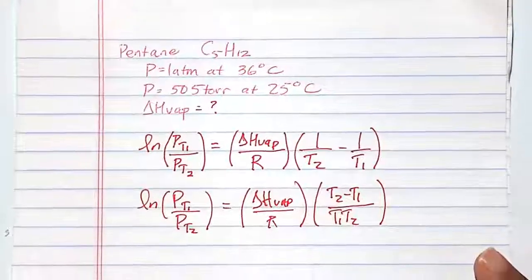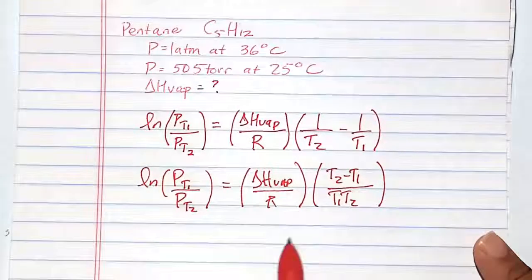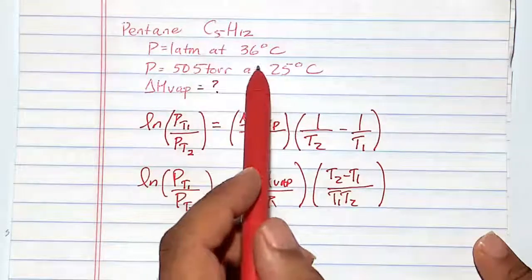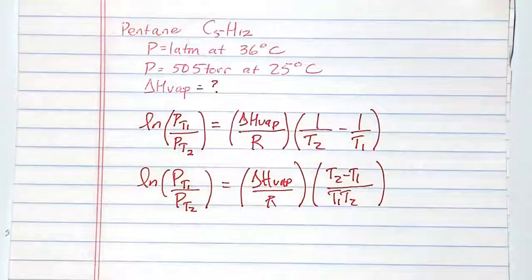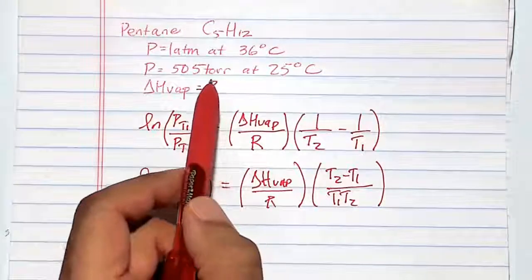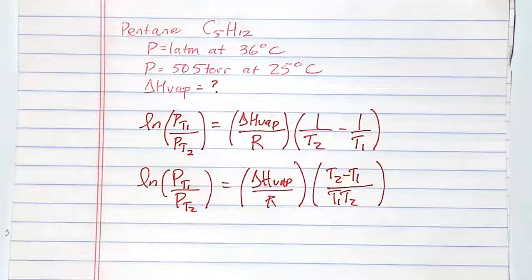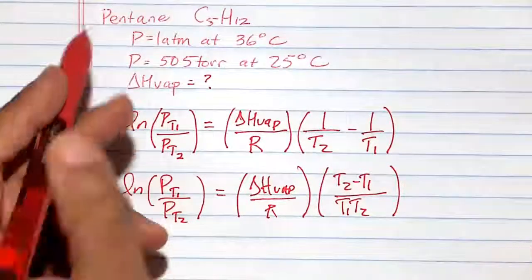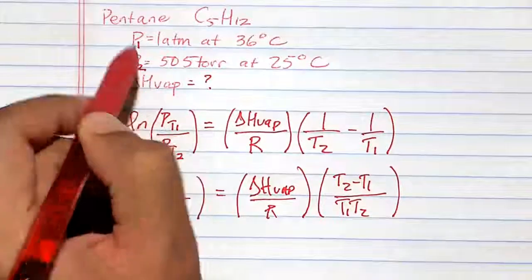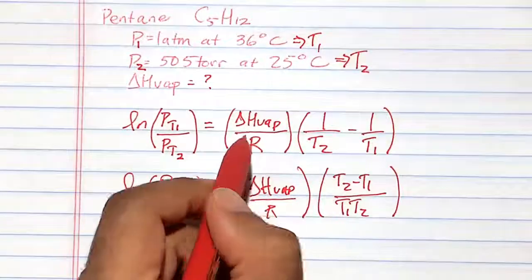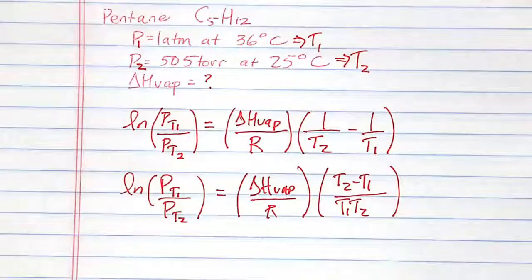So let's take a look at this example here. If you have pentane, which is a long chain alkane of 5 carbons, at 1 atmosphere is the pressure that it exerts, its vapor pressure, at 36 degrees. And at 505 torr, that is its vapor pressure at 25 degrees C. So what is the delta H of vaporization? Here we can just readily plug and chug, because we have P1, P2, T1, and T2. The only thing that we need is the enthalpy of vaporization.